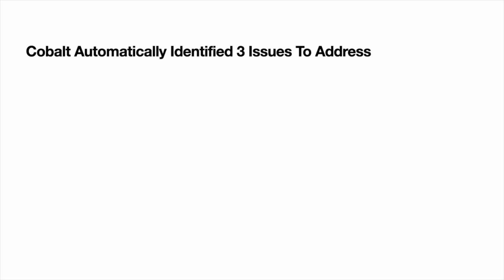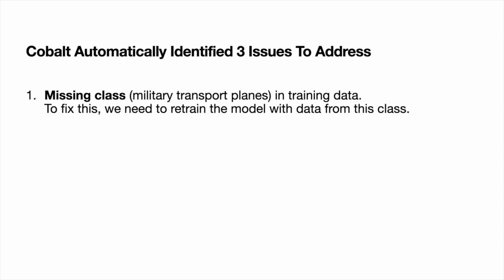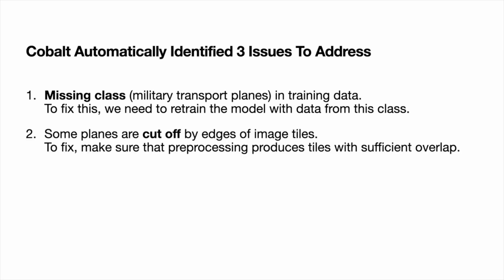So in just a few minutes using Cobalt, we were able to find 3 important issues to address with this model. First, there's a class, military transport planes, that was missing from the training data in the model. To fix this, we probably need to retrain or fine-tune the model with data from this class. Second, some of the image tiles cut off large parts of a plane to be detected, which makes it hard for the model to accurately detect them.